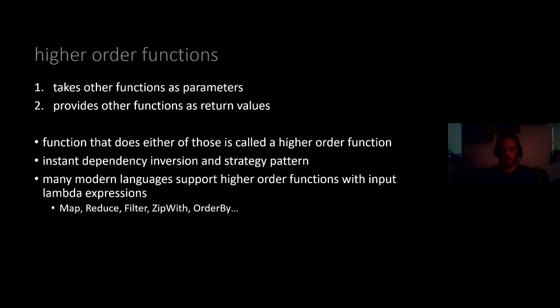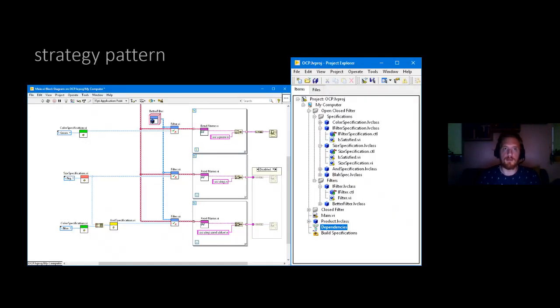Many modern languages support higher order functions with input of lambda expressions, right? So you will see in other languages functions like map, reduce, filter, zip with, order by. These usually accept a lambda expression, which is nothing else but an anonymous function passed in by value. So the strategy pattern enables us to mimic that kind of implementation in LabVIEW.